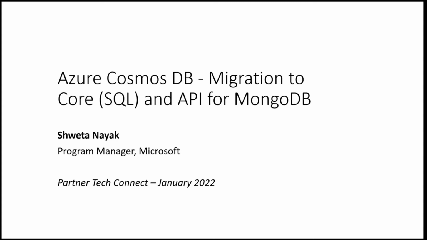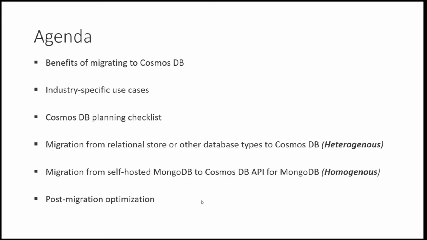Today's topic that we are going to cover is migration to Azure Cosmos DB document APIs. So we have two document APIs: one is our SQL Core API, and the second one is API for MongoDB. So today we are going to, this is the agenda for today.